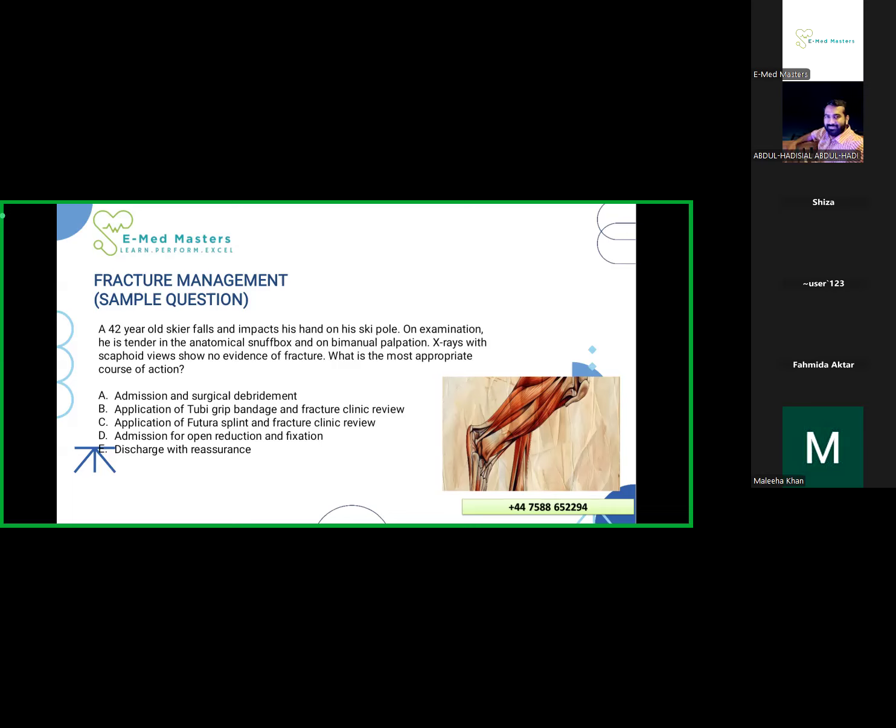The tubigrip bandage is basically a simple bandage like a crepe bandage, but tubigrip has a good grip over the bandage, but it does not provide any splintage to the fracture. So the best treatment would be to apply a futura splint and fracture clinic review after 14 days, and then we will again see the radiographs. And after 14 days, if the patient is still having pain in the anatomical snuff box and X-rays still show normal anatomy, then we can go for MRI to confirm our diagnosis and to rule out whether a fracture is present or not.